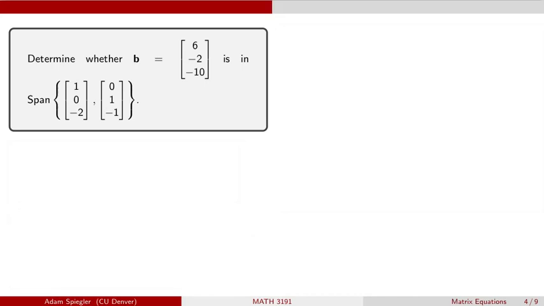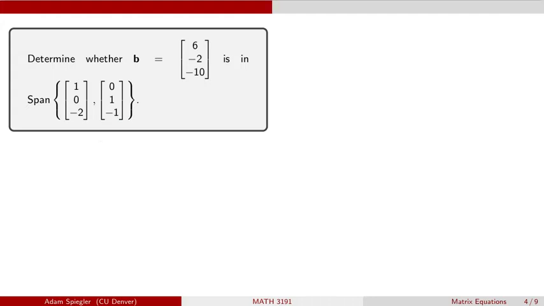Okay, welcome everyone. So let's consider the following example that we've been discussing, and that is we want to determine whether a vector b, which is in R3, which has coordinates 6, -2, 10, whether that is in the span of a set of two vectors. V1 is 1, 0, -2, V2 is 0, 1, -1.